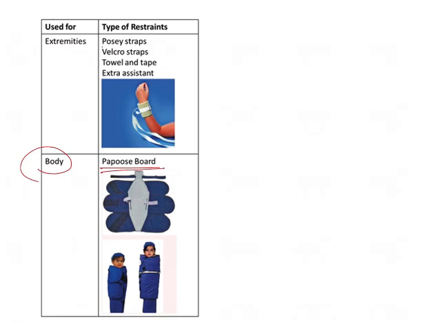The other options which are given in the question are the posey strap, Velcro, and towel and tape. They're actually examples of restraints which are used for the extremities. So they're either used to hold on the patient's hands or the patient's legs. However, a papoose board is the one that is used for the entire body.